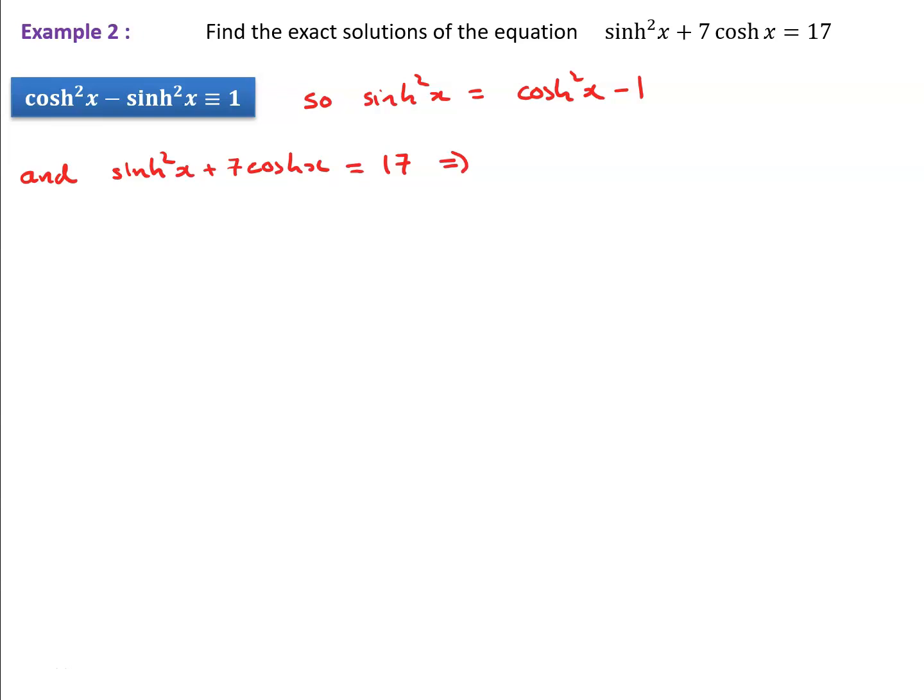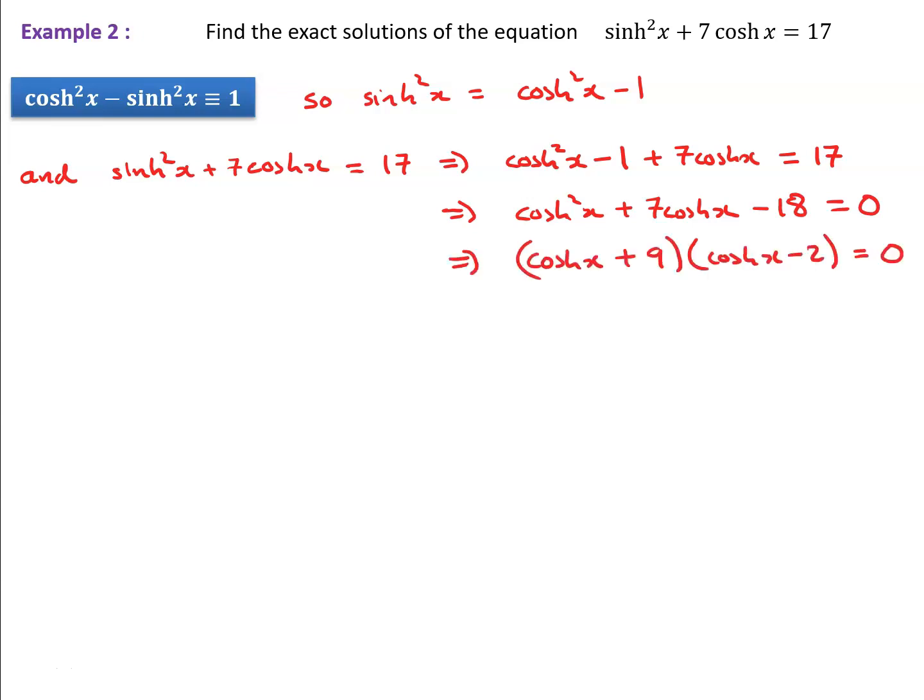So we've got sinh squared x plus 7 cosh x equals 17. Tells me that I've got cosh squared x minus 1 add 7 cosh x equals 17. In other words, we've got cosh squared x plus 7 cosh x minus 18 must equal 0. So what I've got now is a quadratic equation in cosh x. So solving that quadratic equation, we've got cosh x plus 9 times by cosh x minus 2 equals 0. In other words, cosh x is minus 9 or cosh x is 2.